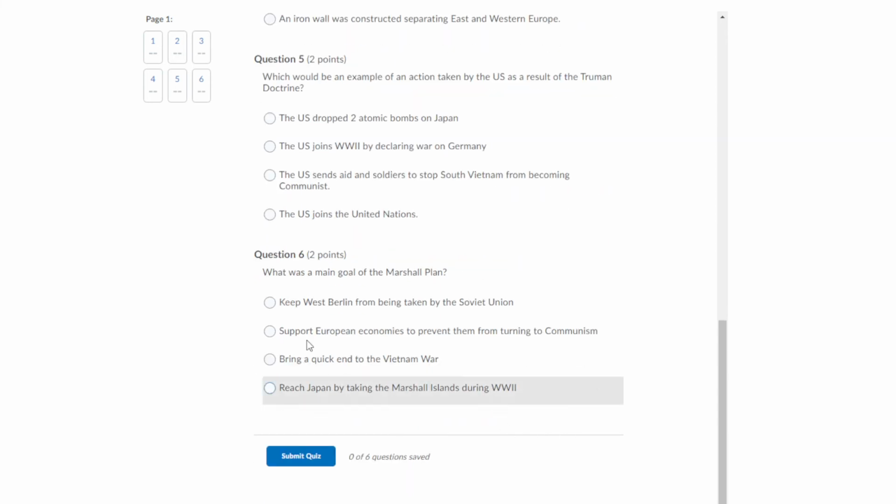And question number 6. Which was a main goal of the Marshall Plan? Keep West Berlin from being taken by the Soviet Union. Support European economies to prevent them from turning to communism. Bring a quick end to the Vietnam War. Or, reach Japan by taking the Marshall Islands during World War II.